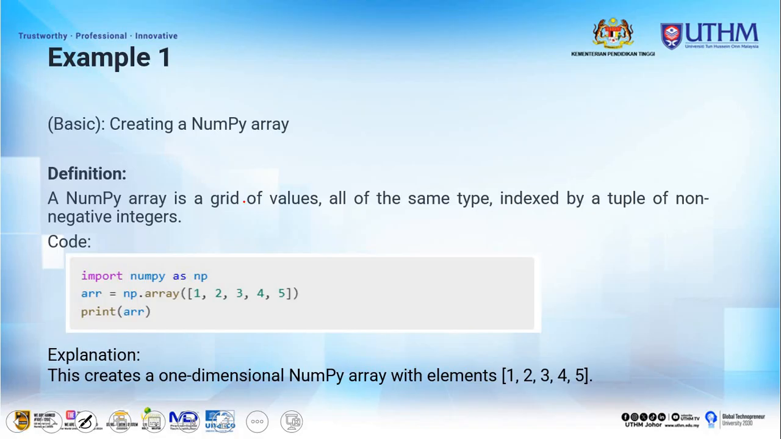Okay, creating a NumPy array. A NumPy array is a grid of values, all of the same type, indexed by a tuple of non-negative integers. So first of all, we import NumPy and then create the array. array equals np.array. So this is a one-dimensional NumPy array. Why do we call this one-dimensional? If you write it, the output will be this one. Can you see? 1, 2, 3, 4, 5. So it's like a single row. So it's one-dimensional.